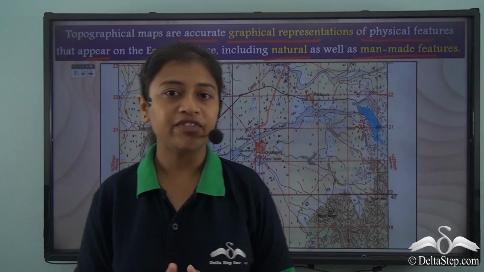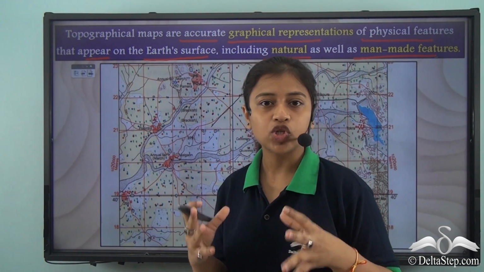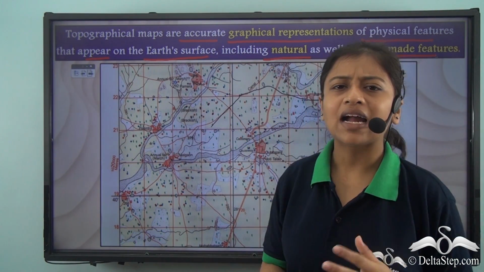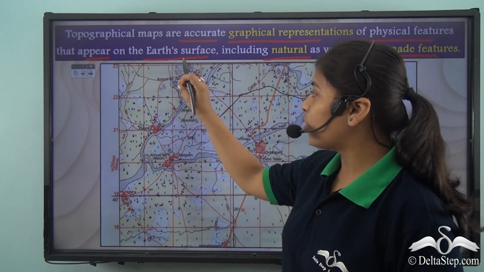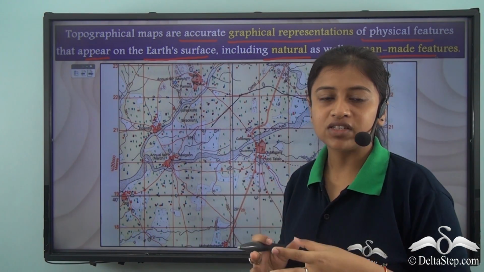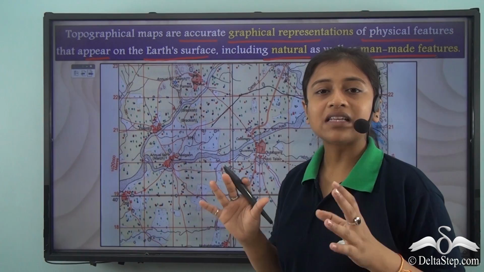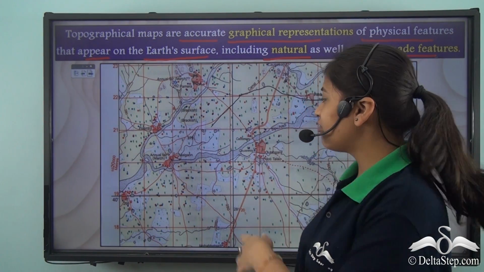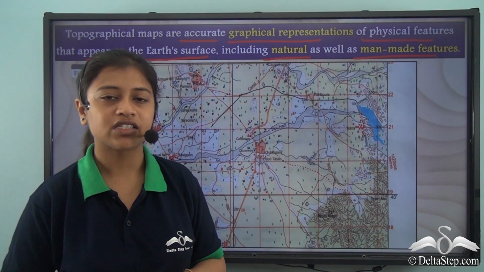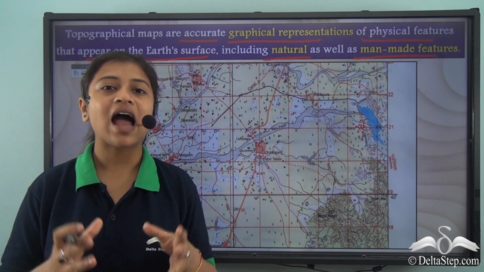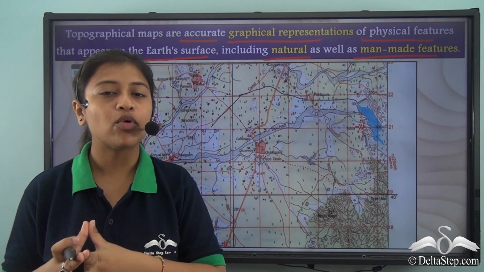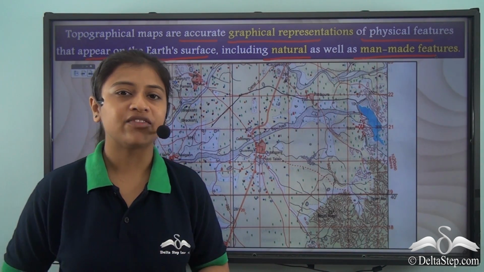However, some man-made features that also can be identified on topographical maps are the red color blocks here. So what exactly are the red color blocks? These blocks here show us settlements, right? It shows us the presence of human population. Besides these settlements, we also have metal roads and canals that are part of man-made features. So topographical maps are accurate graphical representation of physical features, including both natural as well as man-made features.